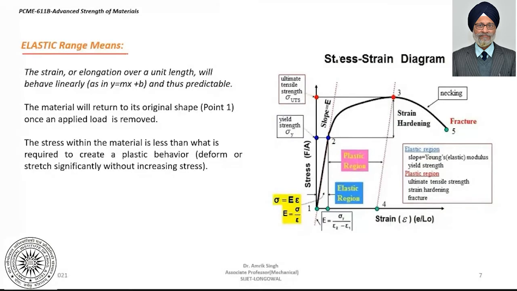Elastic range means the strain or the elongation over a unit length will behave linearly, as we know from the equation of the straight line, y = mx + d, where m is the slope and d is the intercept. So we can predict the behavior of the strain. The material will go to its original shape when we remove the load.